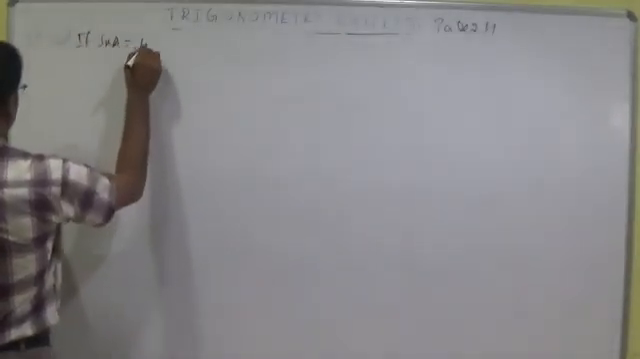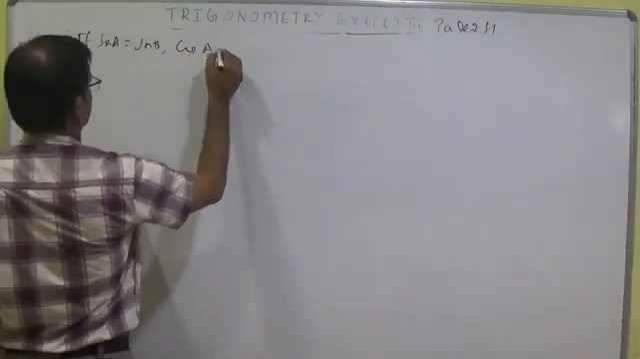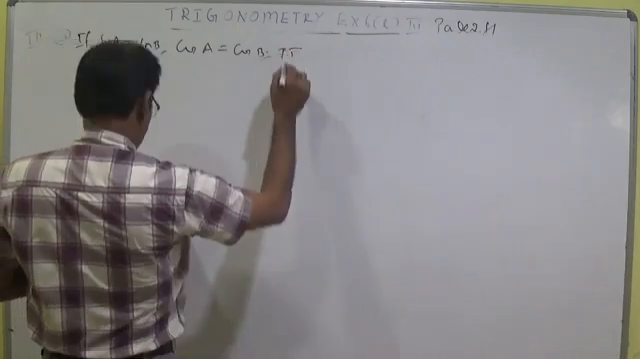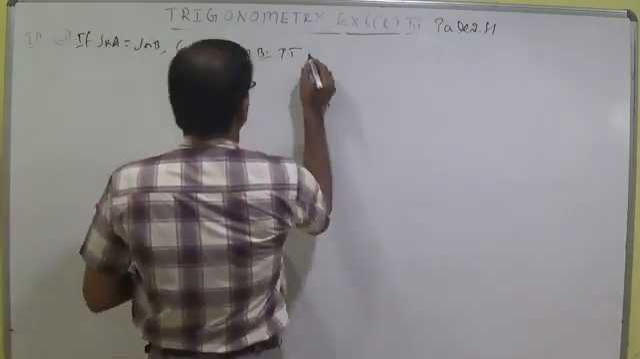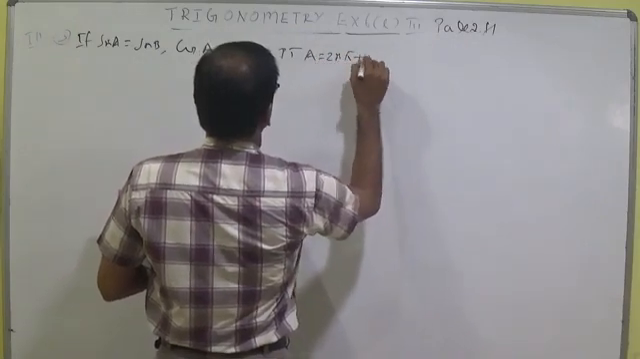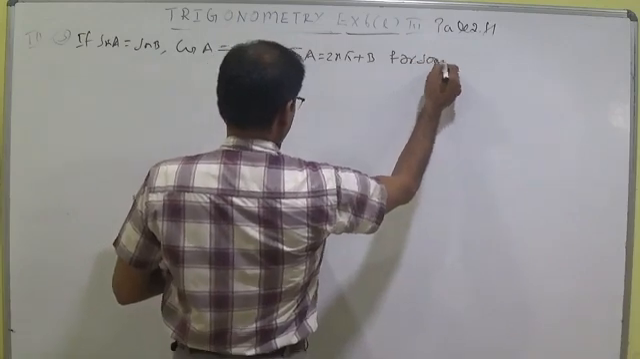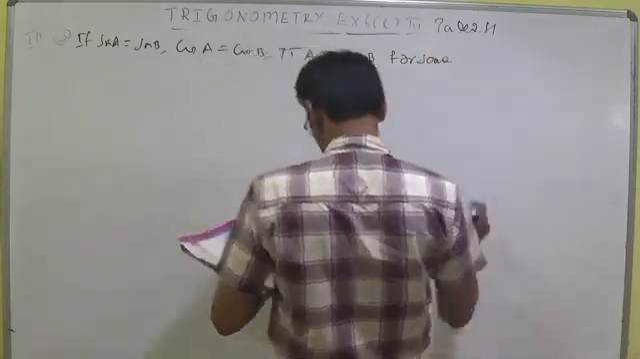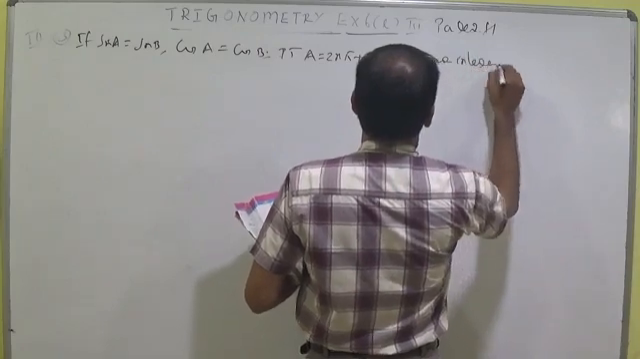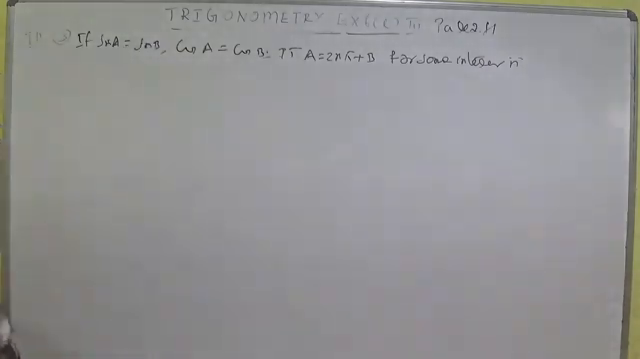If sin A is equal to sin B, cos A is equal to cos B, then prove that A is equal to 2n pi plus B for some integer n. It should be given as a positive integer.